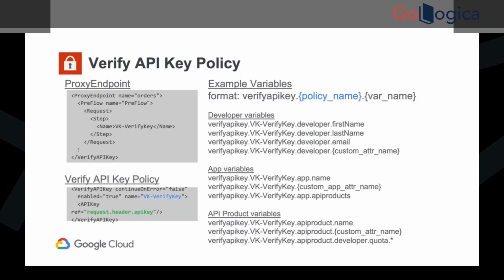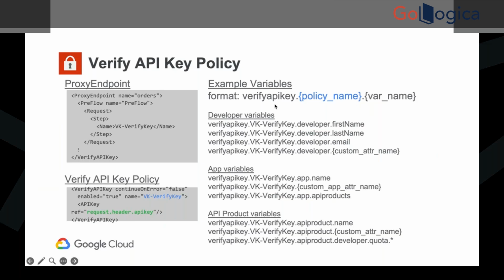The consumer who is making the call has to set this value: the header name apikey and the value of the key. And then APG will validate it. Once it is successfully verified, APG will create a lot of variables. The format of these variables will be verifyapikey.policyname.variablename. So here are some examples.